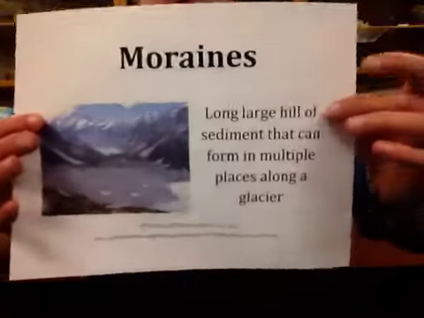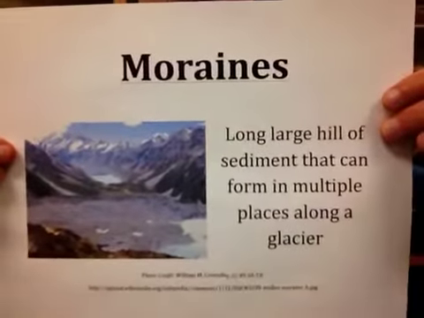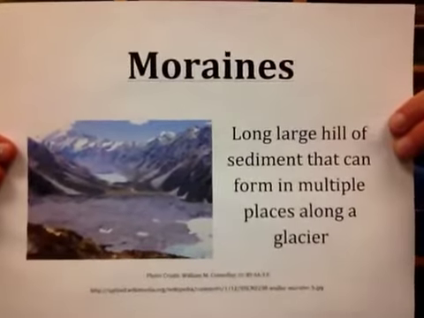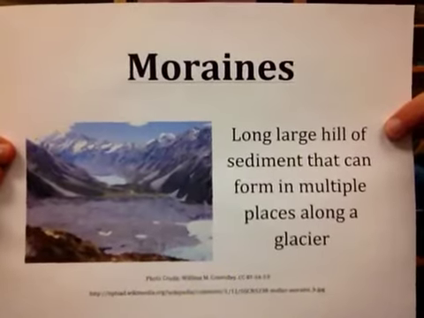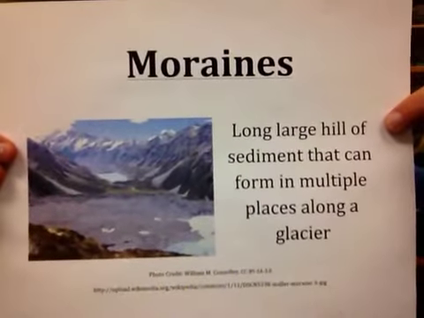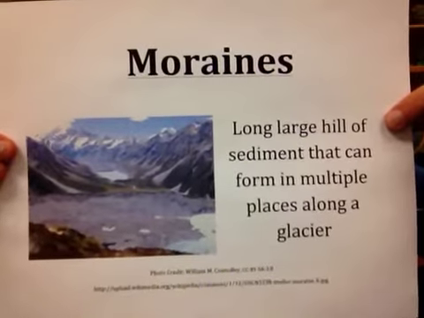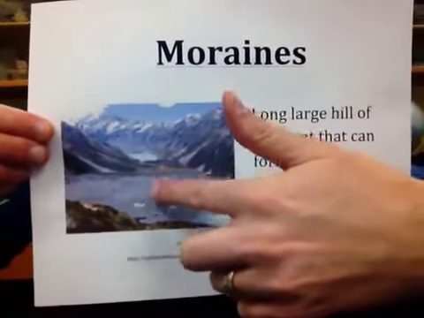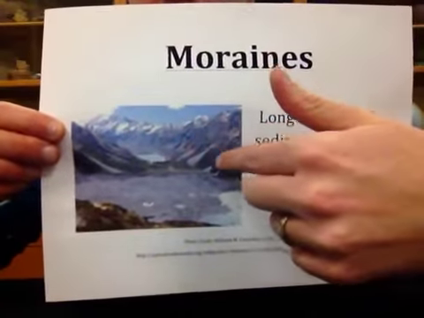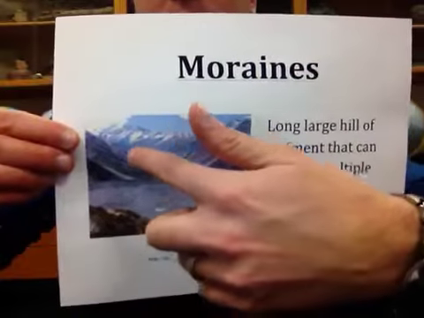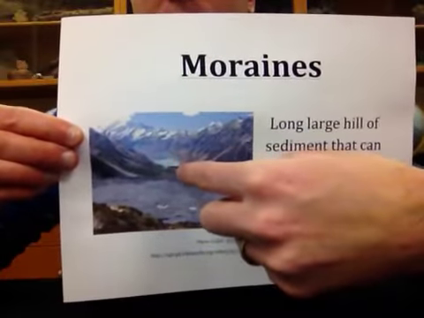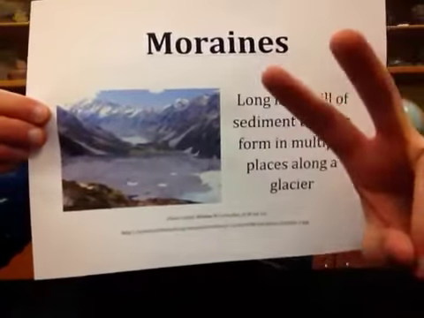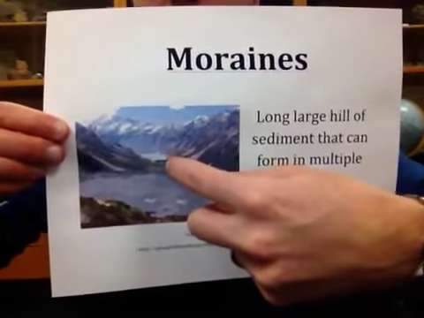The last depositional feature we have are moraines. There are actually several different types of moraines, but we're going to simplify the definition to a moraine being a long, large hill of sediment that can form in multiple places along a glacier. So you can have lateral moraines, so you see the glacial valley here. You can have lateral moraines that form along the sides of the glacial valley. You can have medial moraines that form where two glaciers had come together and were flowing kind of as one glacier through a bigger valley.